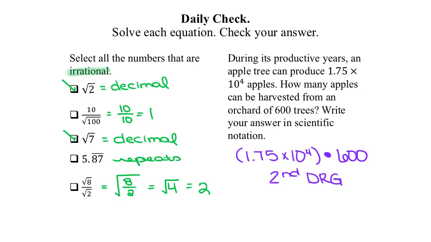Raise a hand when you get an answer. I got 6. Dola, what did you get for your answer? 1.05 times 10 to the 7. Very good. That is the correct number of apples for the 600 trees. Very good.